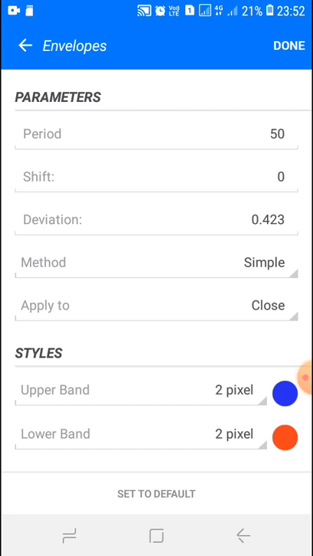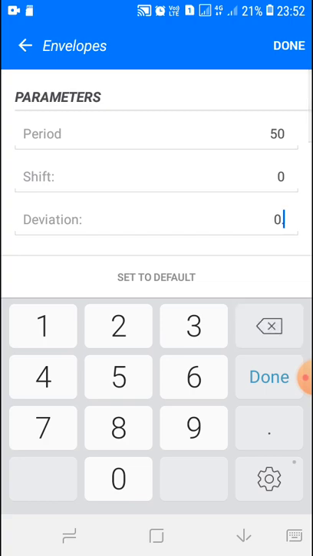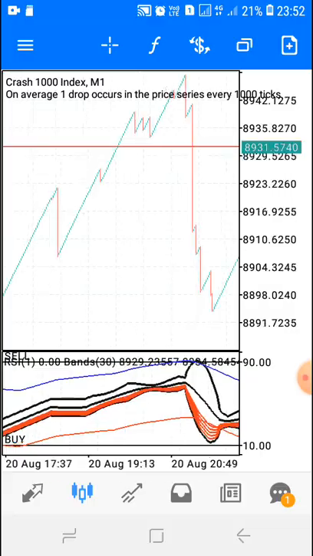The period should be 50, sub 0, deviation 0.423, method simple, apply to close, style 2 pixel blue, 2 pixel red. But let me just change this to 500. Okay, so this is how it's going to look like.